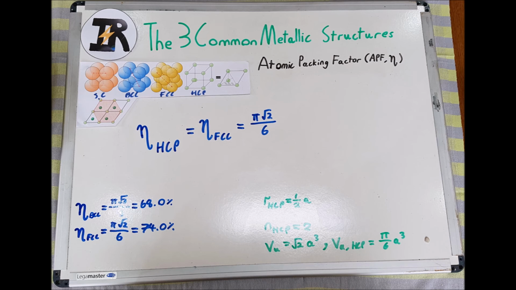Strangely, the atomic packing factors of FCC and HCP are identical, due to their structures originating from the stacking of hexagonal close-packed layers. I hope this video has cleared up some issues with obtaining the atomic packing factors of the 3 common metallic structures. The same principles here can be applied to other more complicated crystal structures, such as diamond.